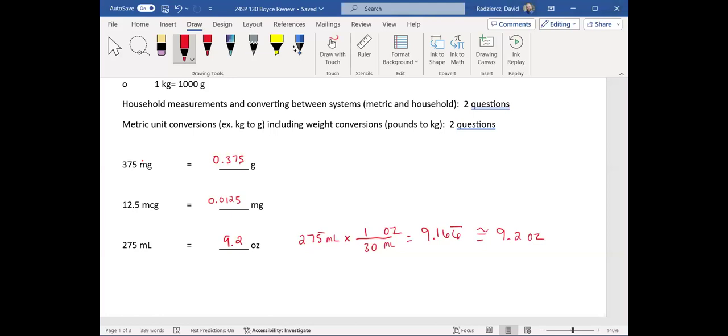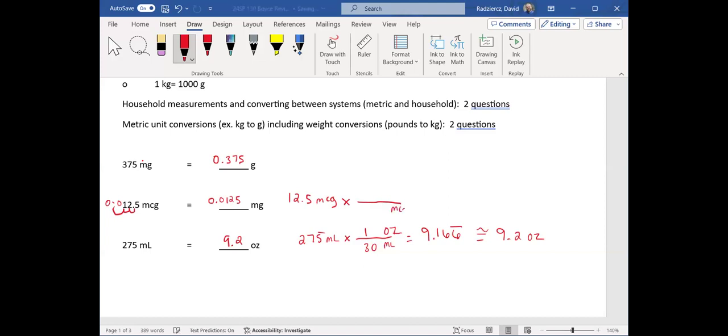Now, someone said they had a concern about how to do the micrograms. So let's work through that one real quick too. So I have 12.5 micrograms, and I need to convert micrograms to milligrams. Now, some of you are moving the decimal, right? So I'm going to move this 1, 2, 3, and that's where I get my 0.0125 milligrams.